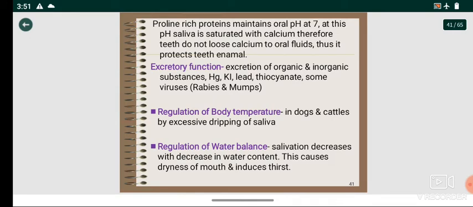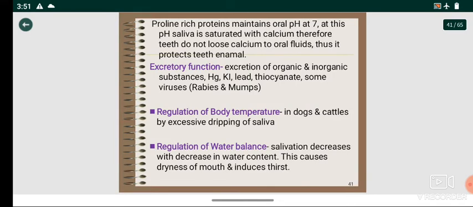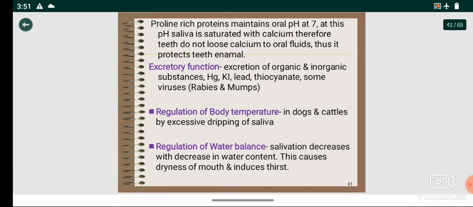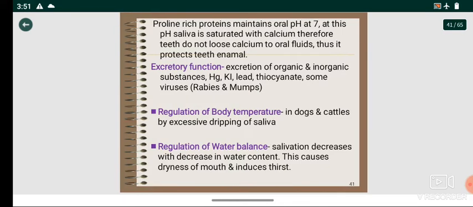So proline rich proteins maintain the oral pH at 7, and at this pH saliva is saturated with calcium. Therefore, teeth do not lose calcium to the oral fluids, and thus it protects the teeth enamel.